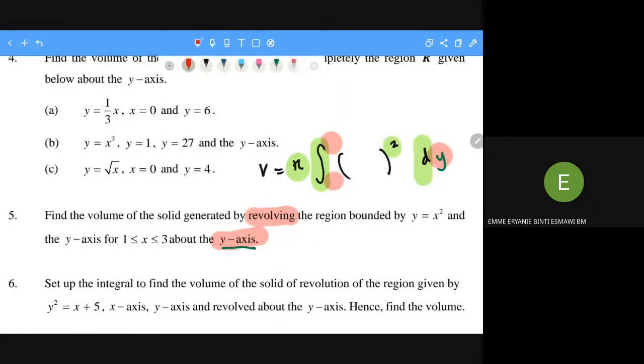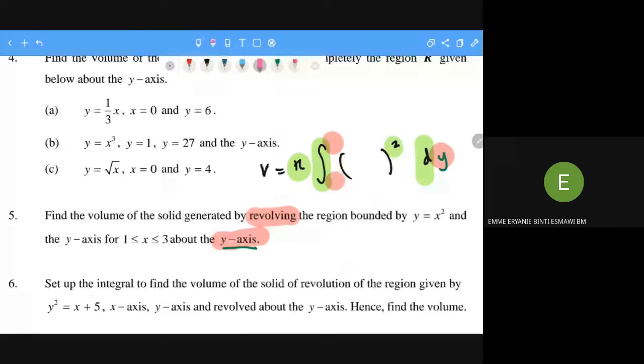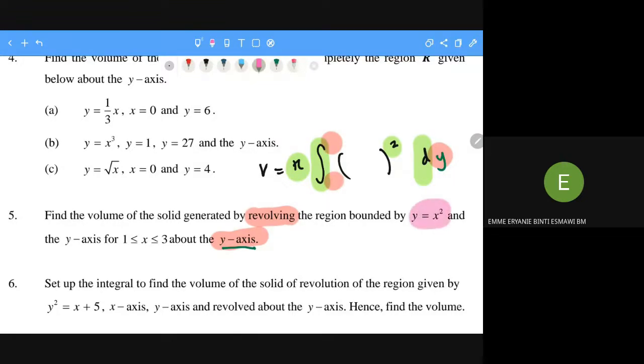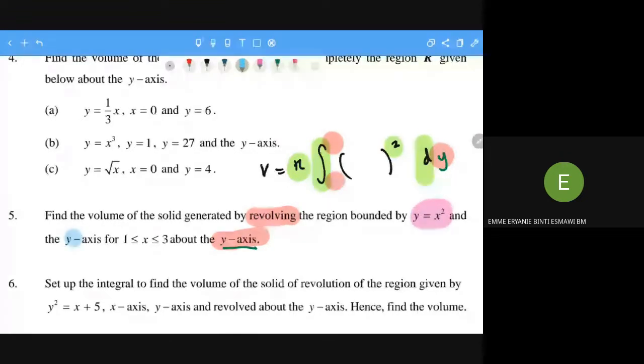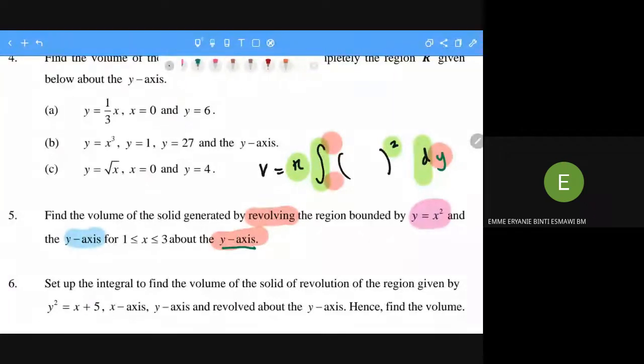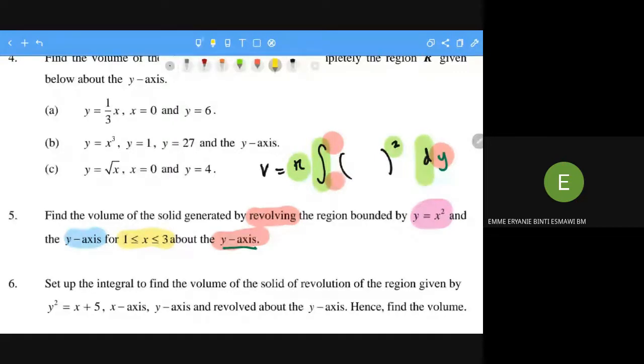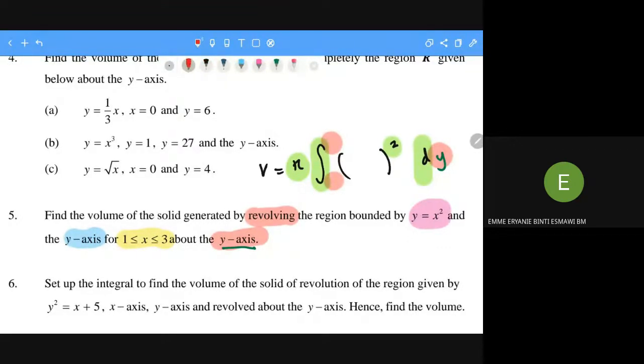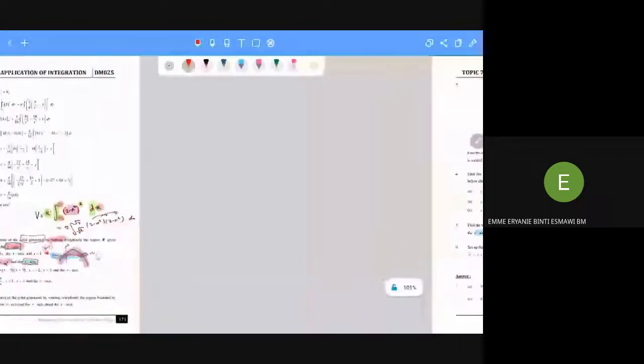Okay, so kita tengok soalan ni. Dia bagi satu equation y equal to x squared. Okay, and the y-axis. Dia bounded by the y-axis. Lepas tu dia kata pula for x between 1 and 3 about the y-axis. Oh, alamak. Takkan nak kena sketch graf nak jawab soalan ni kan. Dia tak minta sketch pun. Tapi dia tak bagi nilai y. So macam mana tu?